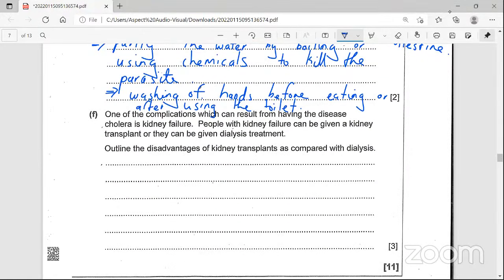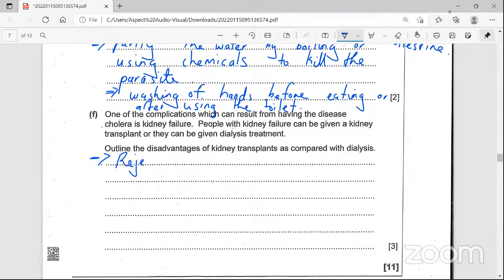Right. Now, one of the complications which can result from having the disease, cholera, is kidney failure. People with kidney failure can be given a kidney transplant or they can be given dialysis treatments. Outline the disadvantages of kidney transplants as compared with dialysis. Rejection. Okay, let's quickly write that.